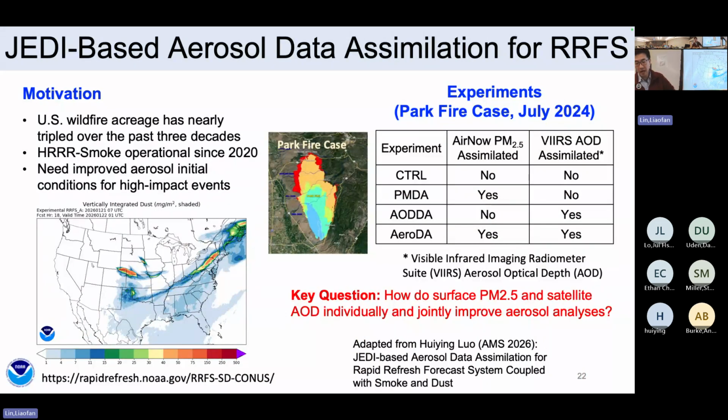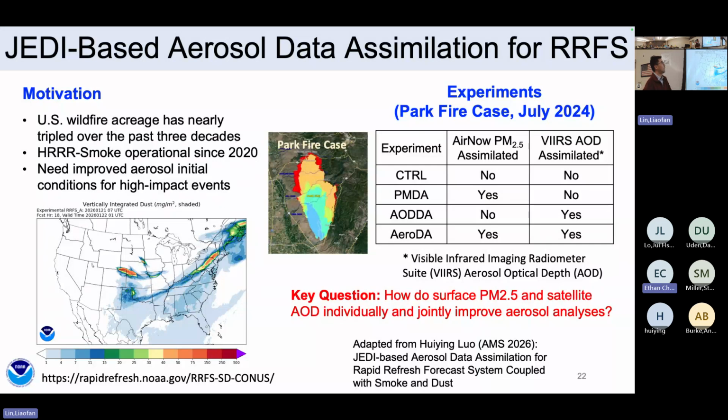Okay, next, I am going to introduce the JEDI-based aerosol data assimilation for RRFS. This study is led by Huiying Rou. In terms of the motivation, we know that US wildfires have nearly tripled over the past 3 decades, all kinds of wildfire events.